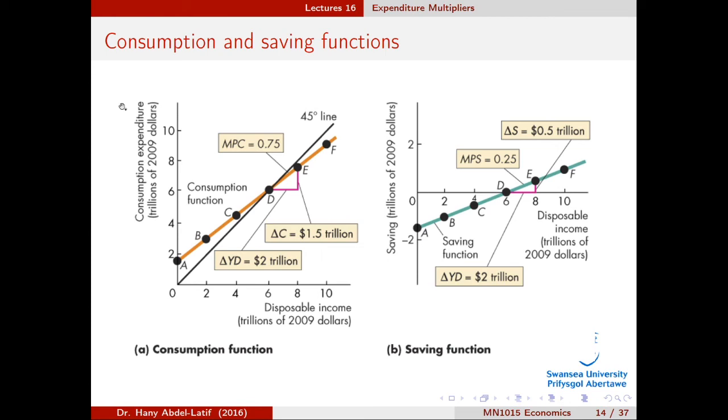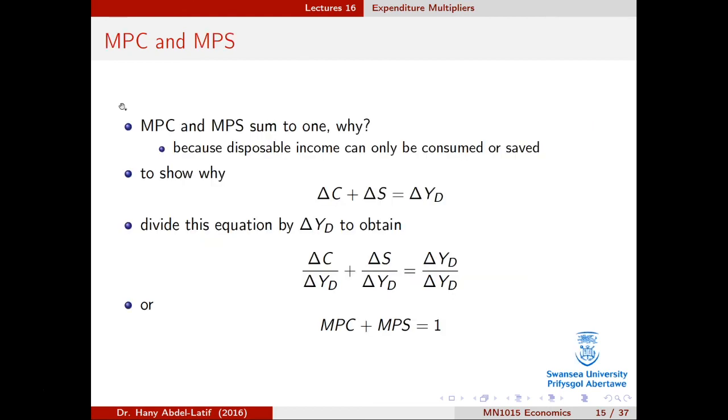So if your income increased by £100, following this example, this economy will increase consumption expenditure by £75, which is 75% of the £100, and that means they will save £25. Okay? And of course by now you should know that the sum of these together will equal 1. The sum of the marginal propensity to consume and the marginal propensity to save equal 1.